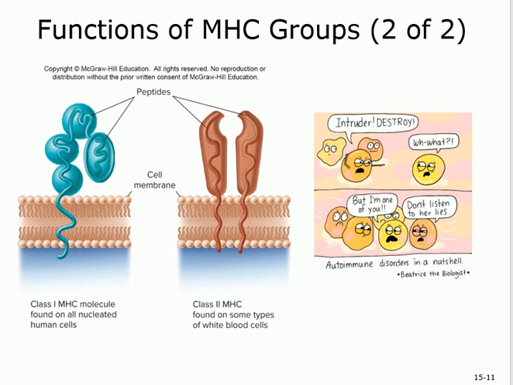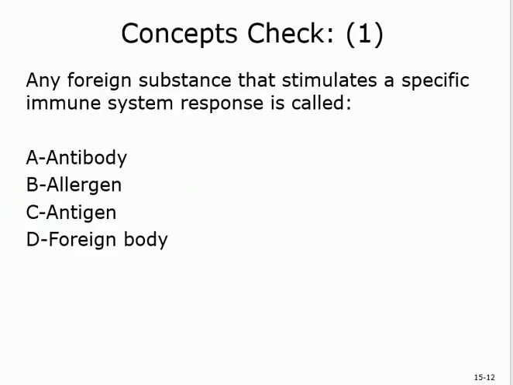So here it is. This is how it looks like, the type 1 and type 2. And where is type 1 located? Any nucleated cells. Any cell in your body that have a nucleus, which is 99% of your cells. How about class 2? Only in APCs. Okay, can you answer this question for me? Which one? C? Yes.